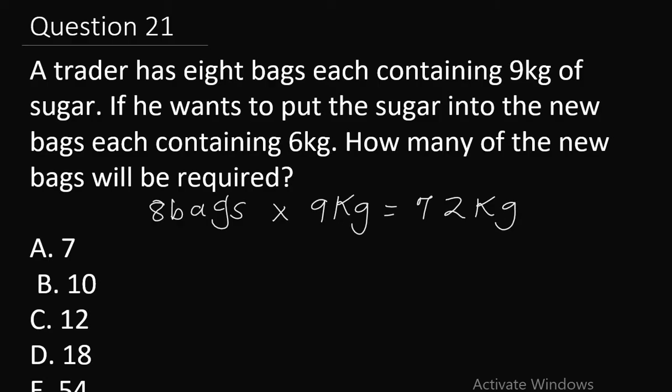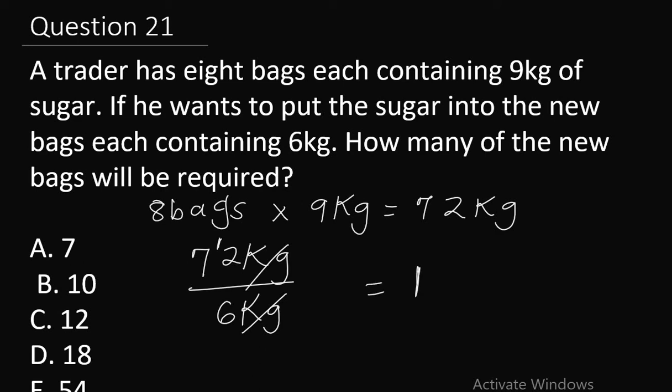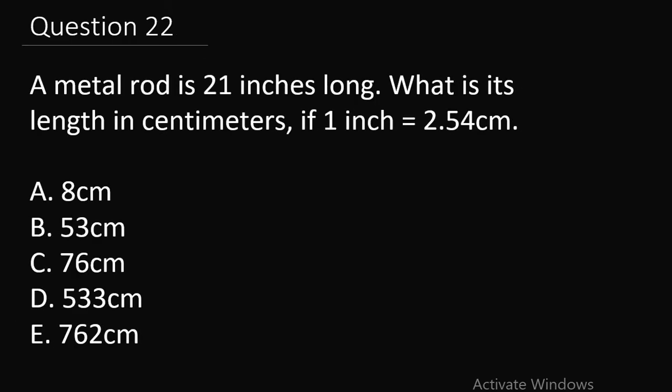Since the trader wants to put the sugar into new bags that contain 6 kg each, we need to divide the total amount, which is 72 kg, by the weight of sugar in each bag, which is 6 kg per bag. Kg cancels kg. 6 into 7. 7 divided by 6 is 1 remainder 1, put the remainder on top of 2. That's 12. 12 divided by 6 is 2. So the right answer is option C.